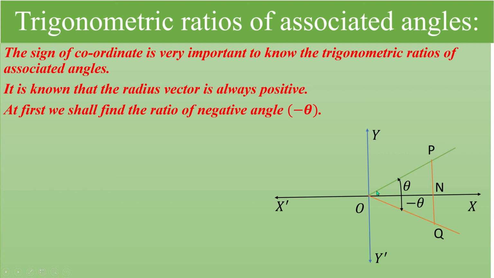The line or distance OP or OQ is a radial vector, which we consider like the hypotenuse. This is always positive. Clear? Now follow the next slide.